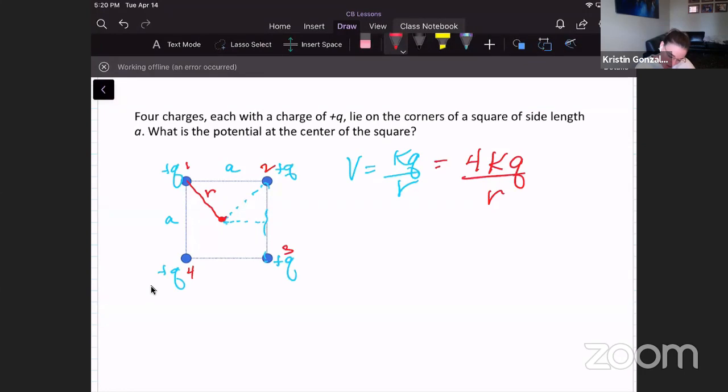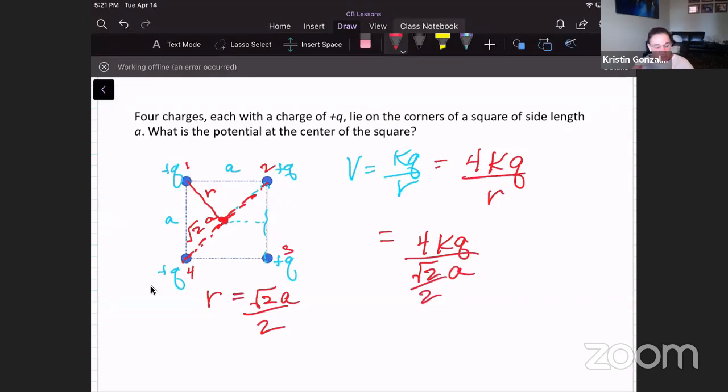Well, if we just said that the whole distance across here was equal to the square root of 2 times A, we're only looking from the center to one of these, so that's 2 of them. So that R would be the square root of 2 times A over 2. Then this becomes 4 times KQ over R, which is 4KQ over the square root of 2 over 2 times A. If we simplify that, we can bring that 2 up, and this becomes 8KQ over the square root of 2 times A. Okay, so you're looking at that potential due to each one of those point charges in that arrangement.